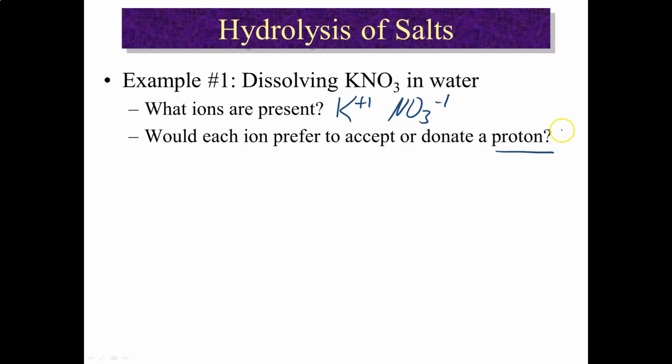Protons are obviously a positive charge. All right, so would potassium, K+1, want to accept another positive charge, or would it want to donate a positive charge? Well, obviously potassium would want to donate a proton. It's already a +1. Potassium is not going to want to gain another proton and become a +2. We've never seen that before. So what we want to do is write a hydrolysis equation where potassium donates a proton. So let's write that out and see what happens.